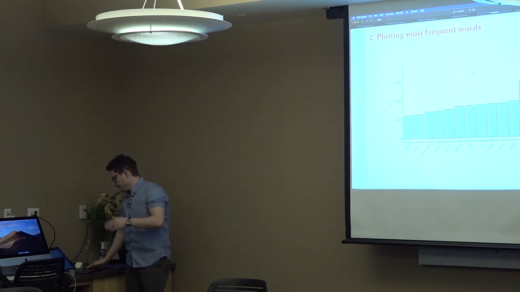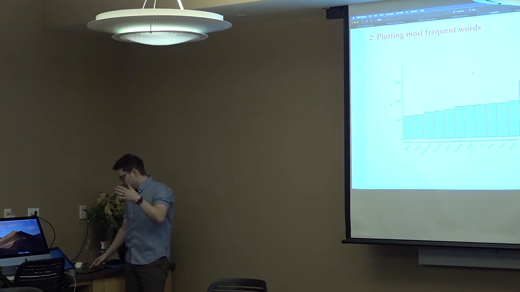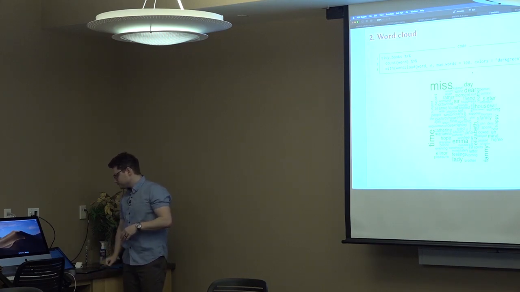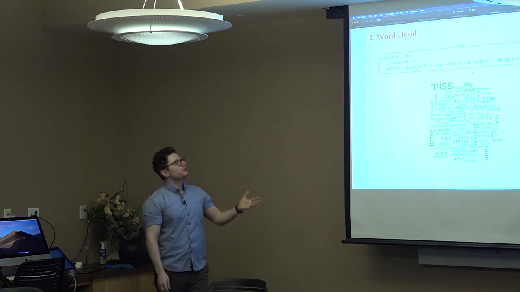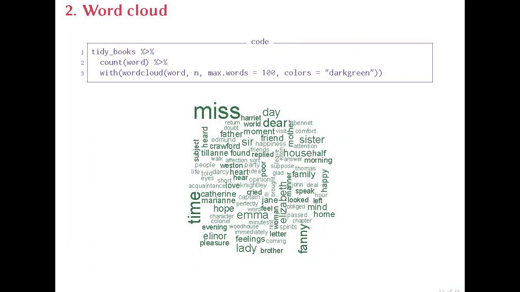So this is a simple example of how to plot something using ggplot, in this particular case, ordering things. And this is how we could create a word cloud based on those data, right? So you take tidybooks, then count the words, and then use that command.